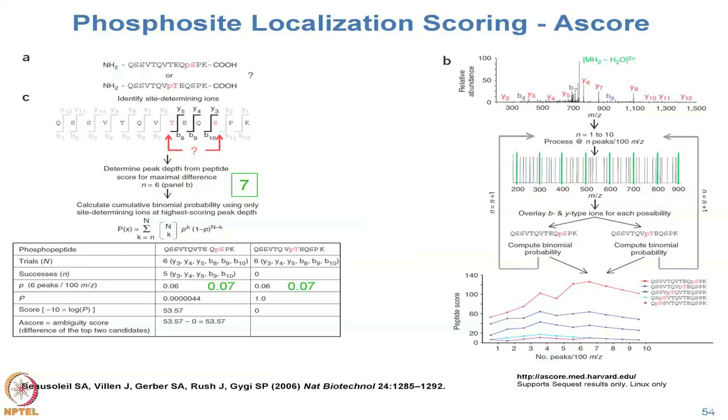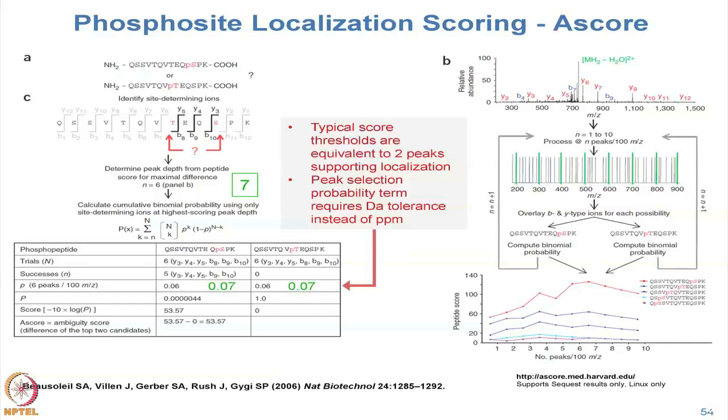This is one of the first automated scoring approaches, and it is again using this binomial probability theorem. But instead of using the calculation based on all the possible fragmentation of the peptide, it's limited to just the fragmentation between the sites that you're trying to distinguish which have the localization. Otherwise it uses the same framework, the same mass accuracy assumptions, and when you get down to what score threshold you're going to use, it comes down to essentially saying that there has to be two good peaks that meet the scoring threshold.